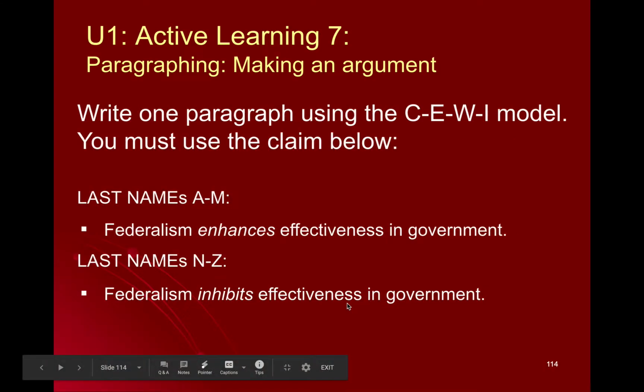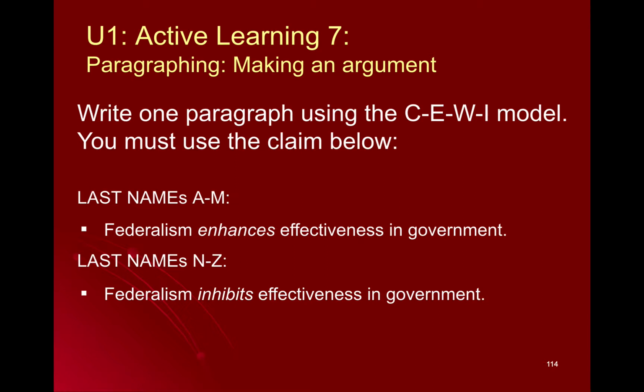For your active learning number 7, you are going to write one paragraph using the claim, evidence, warrant, impact model. You only need to have one full sentence for each of those 4 parts, but if you'd prefer to use 2, 3, 4 sentences for the evidence, warrant, impact, you're welcome to. Based upon your last names, I have already given you the claim. So you do not have to write a claim. This sentence down here will be your claim. Last names A through M: federalism enhances effectiveness in government. And last names N through Z: federalism inhibits effectiveness of government.